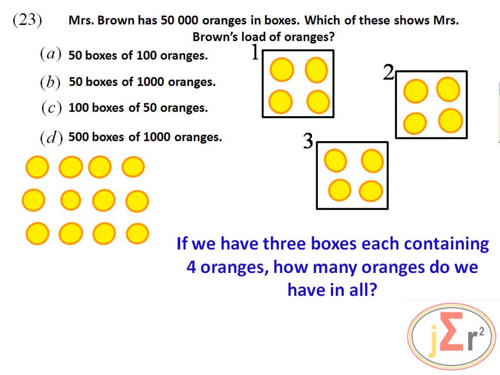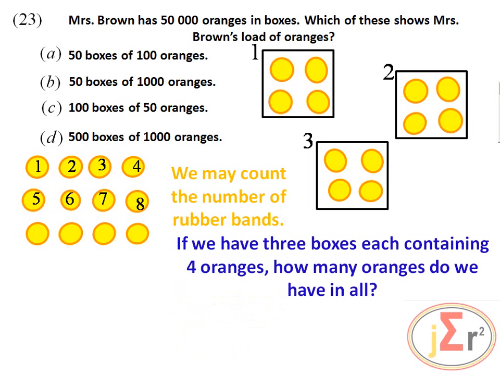So we have 3 boxes, each containing 4 oranges. How many oranges do we have in all? So we may count the number of oranges. Right. So we'll count the number of oranges. And how many oranges do we have? 12.